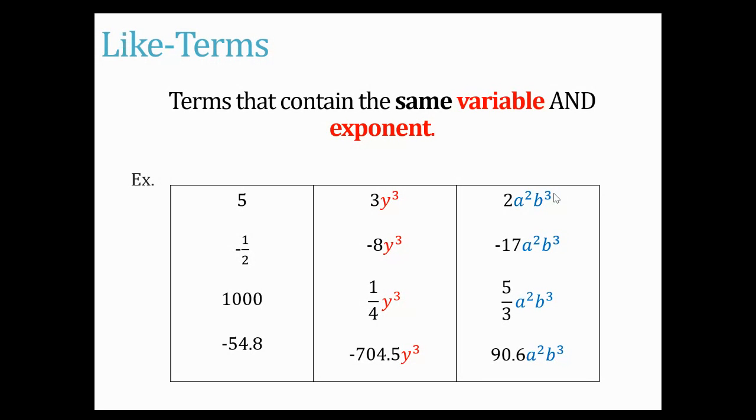So this means also the same combination of variables and exponents. So no variables, these are like terms. One variable with the same exponent, and then two variables with the same exponents. So they need to have the 2 next to the a, the 3 next to the b, and they're considered like terms.